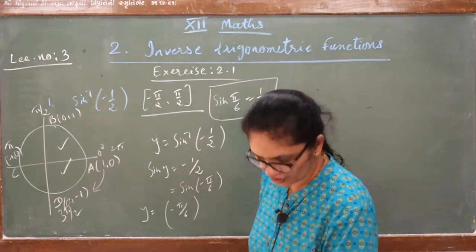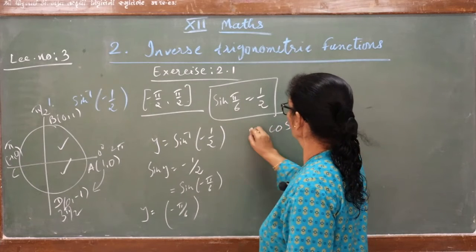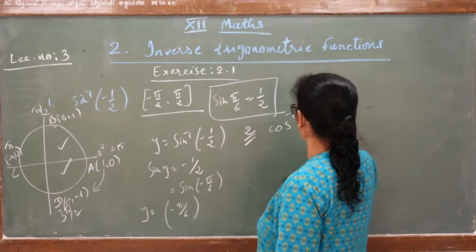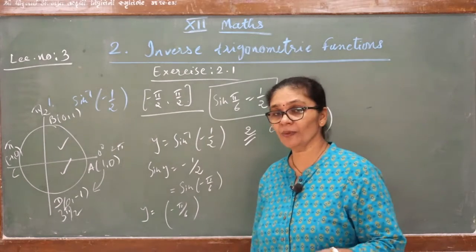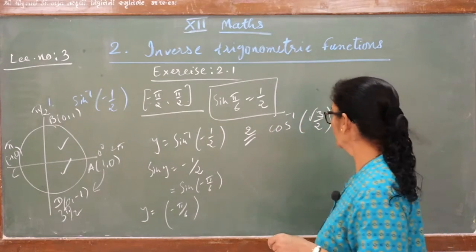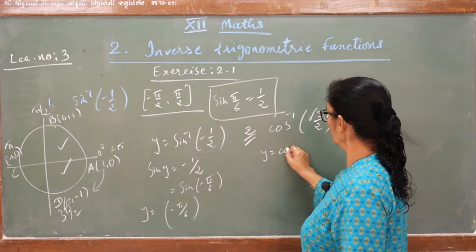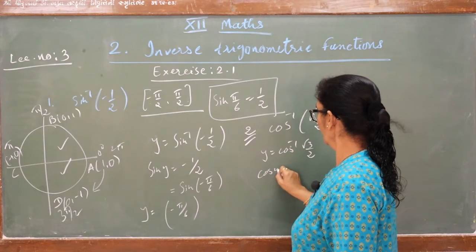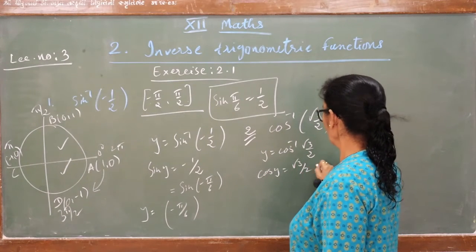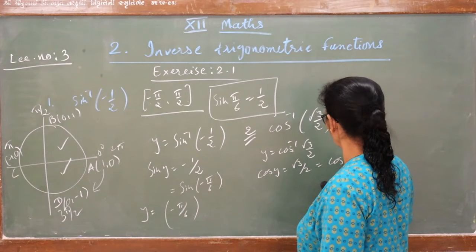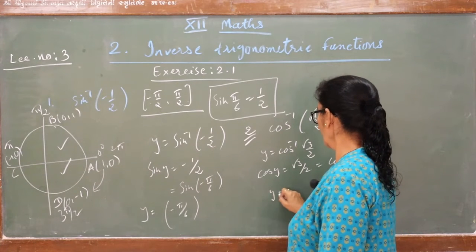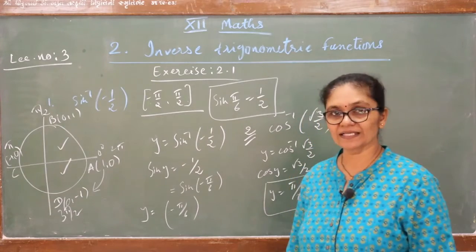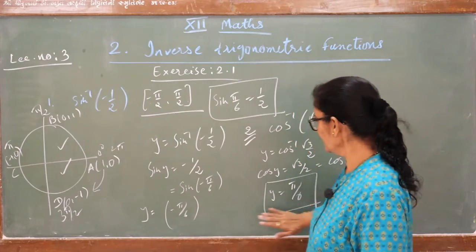Same way, the second question is given: cos inverse root 3 by 2. Now you tell me for which trigonometric value cos is root 3 by 2. So we can write y equal to cos inverse root 3 by 2. So cos y equals root 3 by 2, and cos is root 3 by 2 at pi by 6. So here you can say your principal value is again pi by 6. So what is the difference in these two?